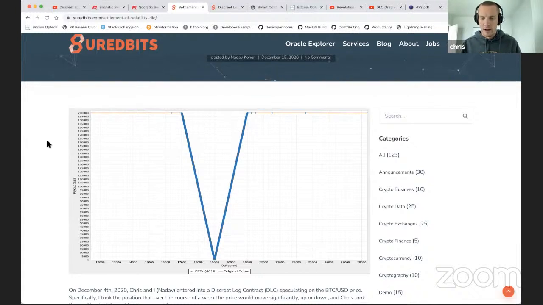And I'm realizing now I didn't specify how much collateral I contributed up front. If I remember correctly, Nadav contributed 100,000 sats of collateral, and I contributed another 100,000 sats of collateral. So we're equally collateralized. If the Bitcoin price doesn't move, Nadav gets all the money. If the Bitcoin price moves a lot, I get all of his money. And that's kind of the financial conditions for this DLC. And did that make sense?